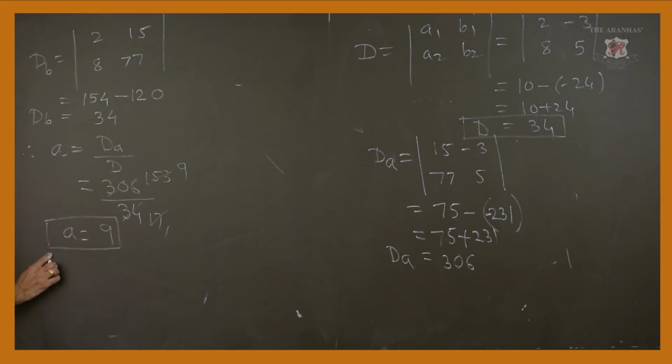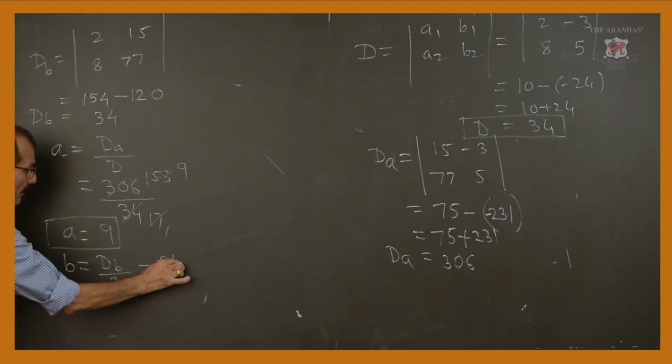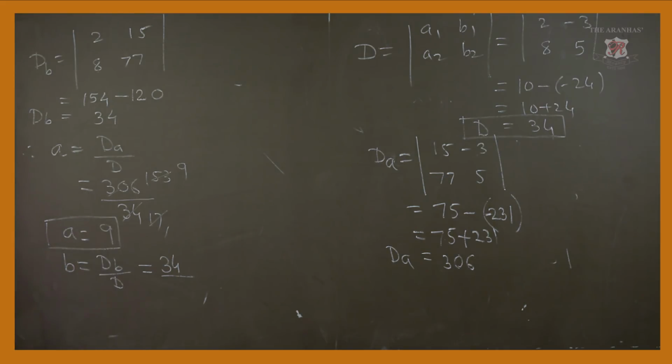Similarly, now we find B. What is B? dB upon D. What is my dB? 34. What is my D? 34. So B is equal to 1.